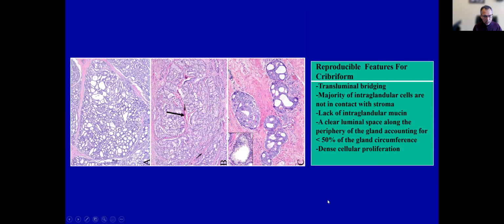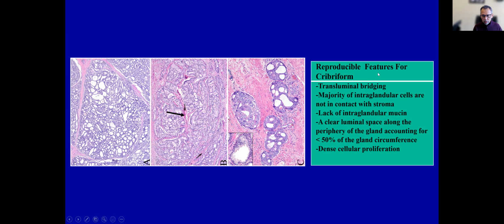So we came up with a consensus. We analyzed 13 morphological features and then correlated them with the consensus classification in a blinded manner. And that gave us some morphological features that were highly reproducible for the classification of cribriform cancer gland, while some morphological features were highly reproducible for classification against cribriform cancer glands. So these are some of the criteria that may be helpful when you deal with this particular type of morphology.